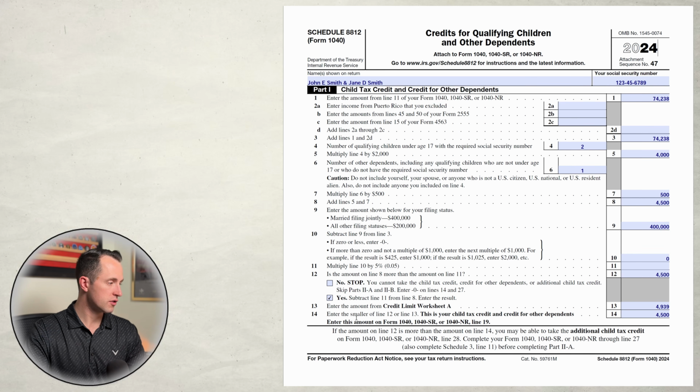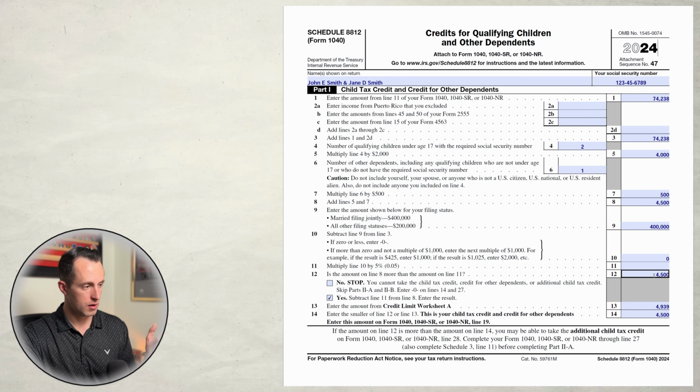And then for line 14, enter the smaller of line 12 up here or line 13. This is your child tax credit and credit for other dependents. So since $4,500 is smaller than the amount that we owe, it's going to be $4,500. This is the amount of child tax credit, as well as the credit for other qualifying dependents, that we are able to claim on our taxes.